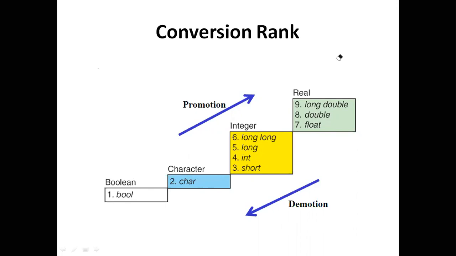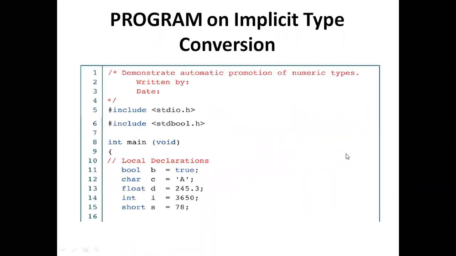These things are called conversion ranks. Long double has the highest rank, and boolean has the least rank. And here, how many variables do we have?